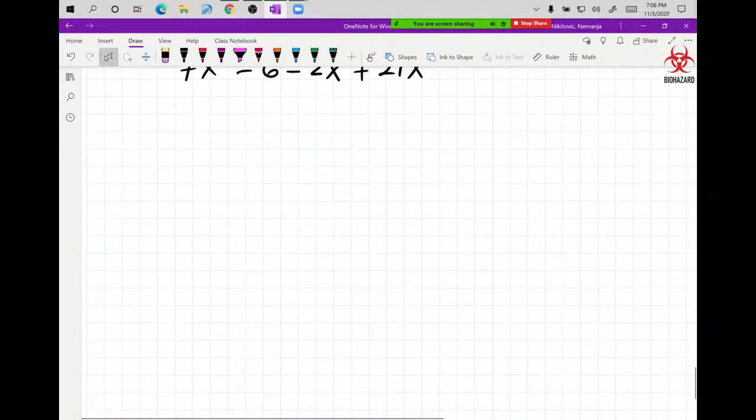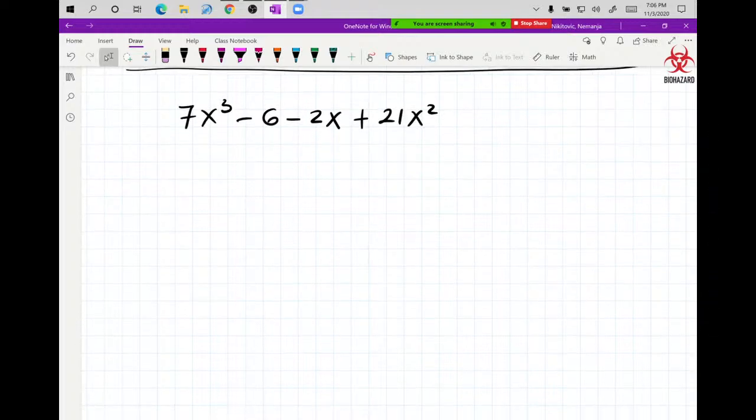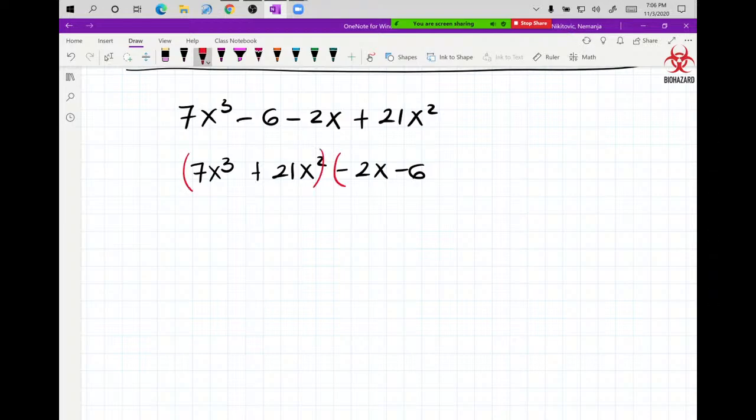I hope you all rearranged into descending order and then grouped and put the plus in between. Right, keep that minus with 2x so you can kick it out with the rest.